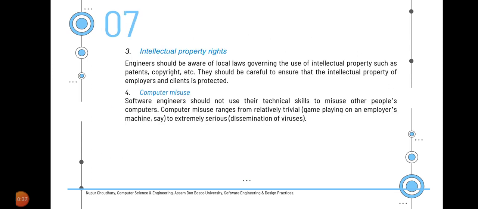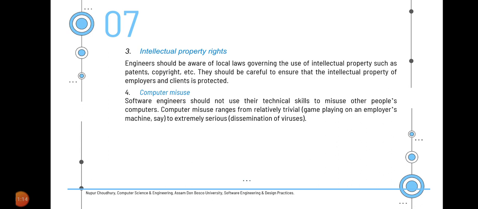The third important factor is intellectual property rights. The developers or the engineers should be aware of the local laws governing the use of intellectual property, which includes patents, copyrights, etc. And they should be careful enough in using these properties of the employers or the clients which are protected. The fourth and one of the most important issues is computer misuse.